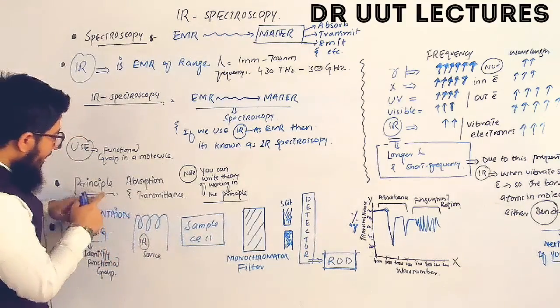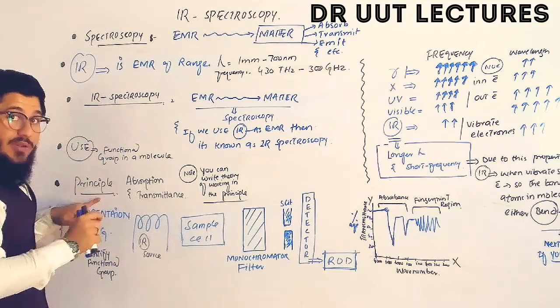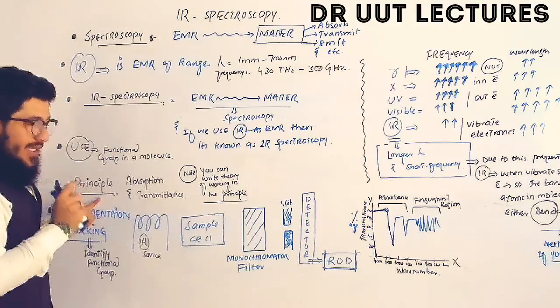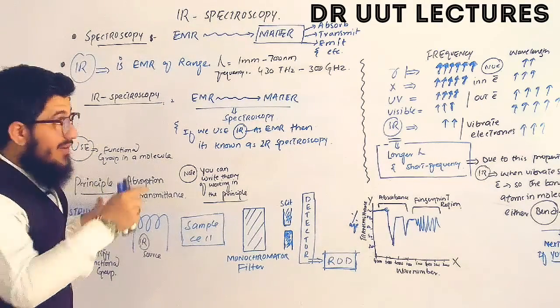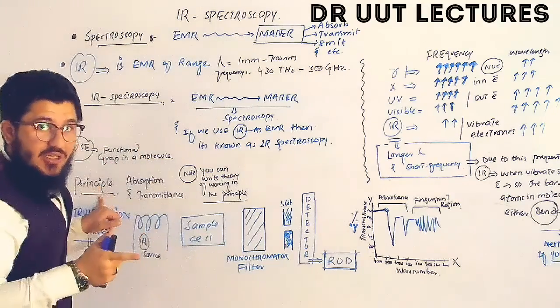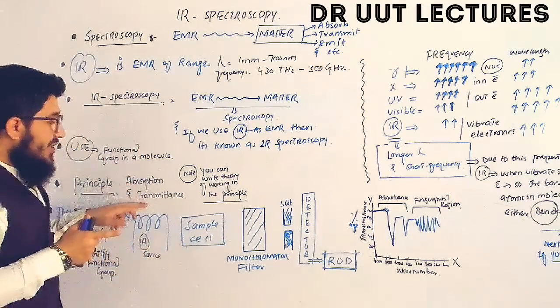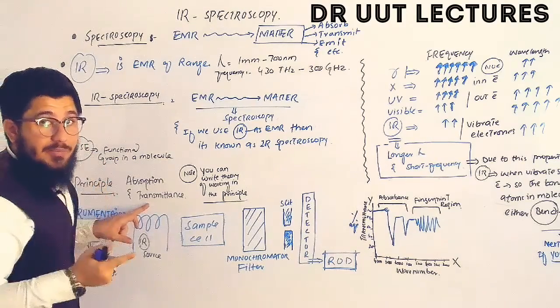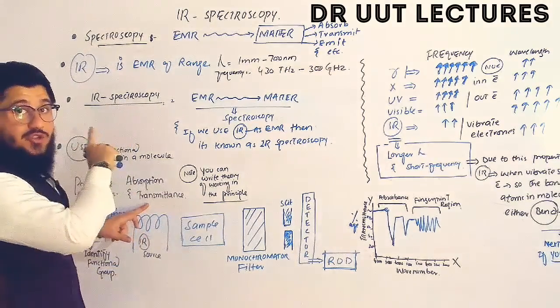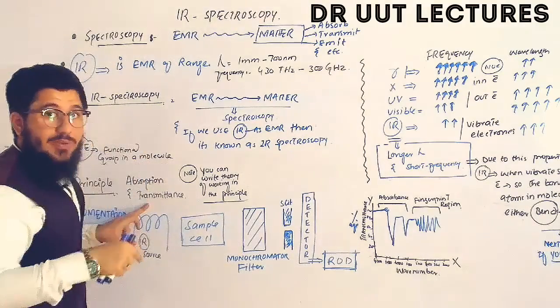And let's come to the next point, that is the principle. What is the principle of IR spectroscopy? Now just understand the word principle. What is the very way through which this IR spectroscopy functions? That is absorption and transmittance. You have to take this principle from the sample. The way the IR is interacting with your sample is actually the principle.